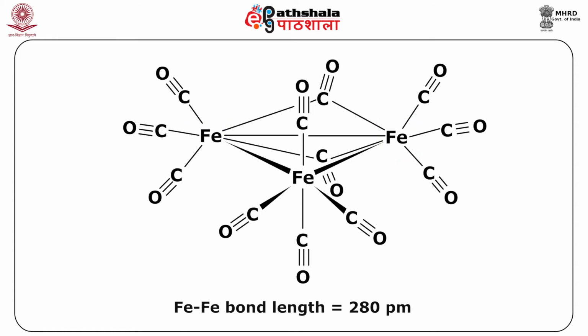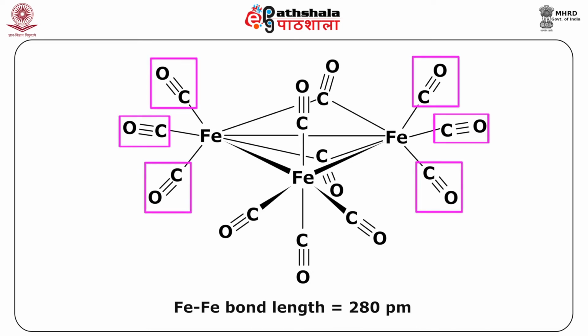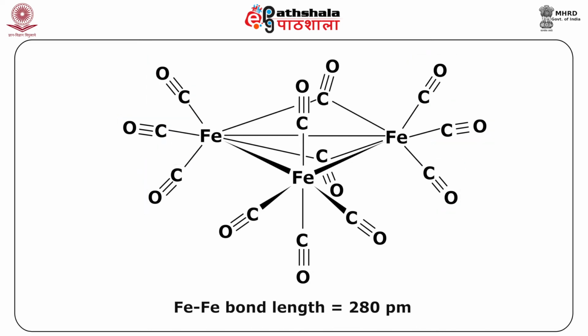Let us see. They are first of all joined with a covalent bond to each other. Furthermore, each of these irons is further attached to 3 carbonyl ligands each. So, total 6 terminal carbonyls to these 2 irons, and these 2 irons are further attached with these 2 bridging carbonyl ligands, as you can see.